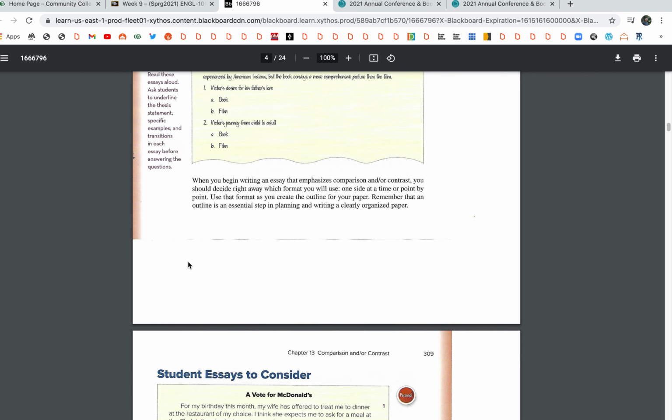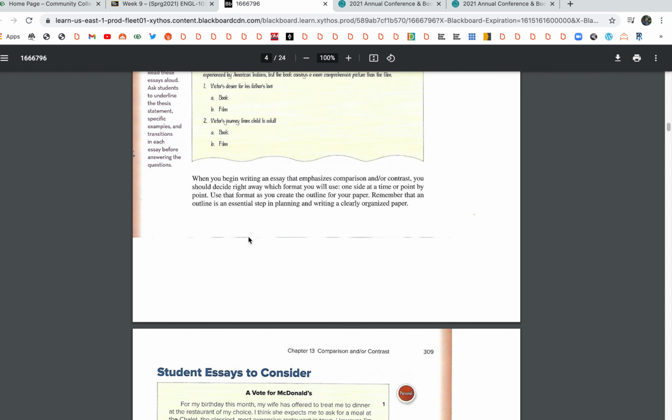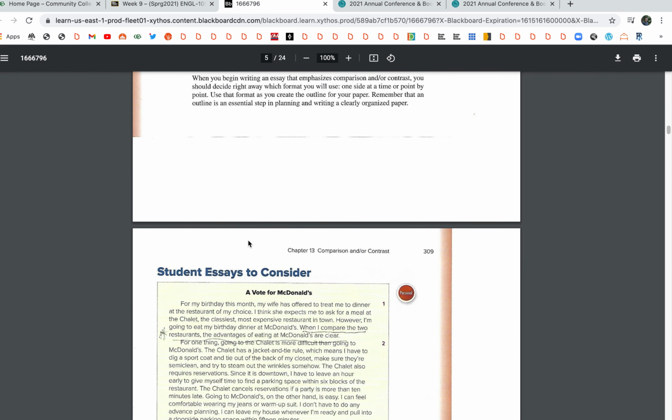All right. It says right here, decide what style you'll use. I want you to include one paragraph in each style in your paper. So you're going to have at least one subject by subject paragraph and one point by point. And you can construct your whole paper like this. You don't have to, but I at least want you to construct one body paragraph using each format. And then we have the student essays.